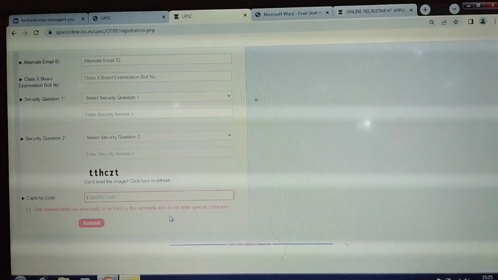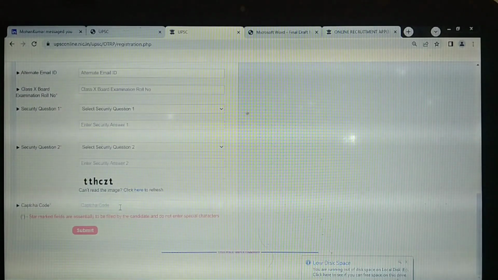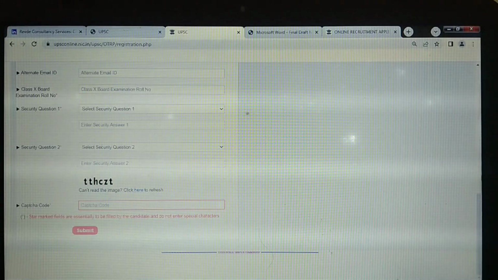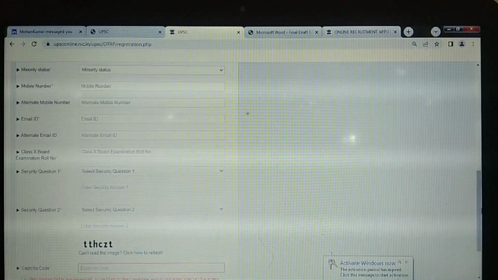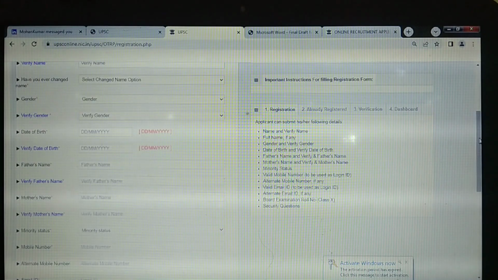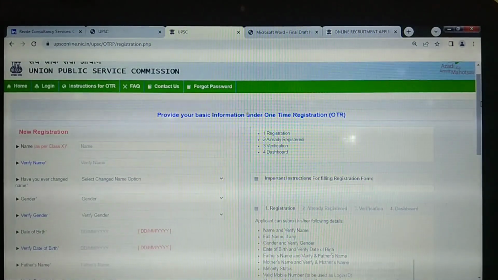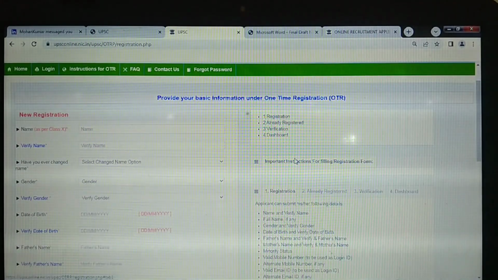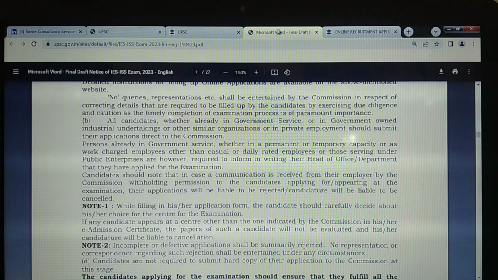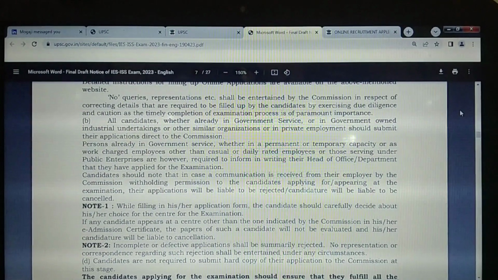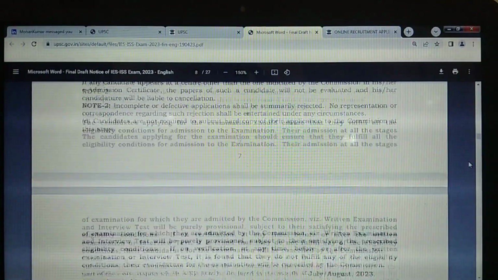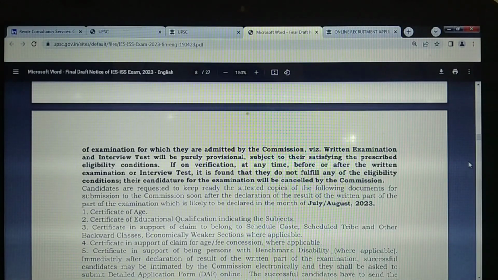Yes, you have to enter all these details, then finally you have to submit. Then you will get the registration ID, and to the mobile number and the respective email ID you will get a link to set up the password. Then you can log into your account by using the password and user registration ID, or by using email ID or mobile number or registration number. You can log in and start completing the application.